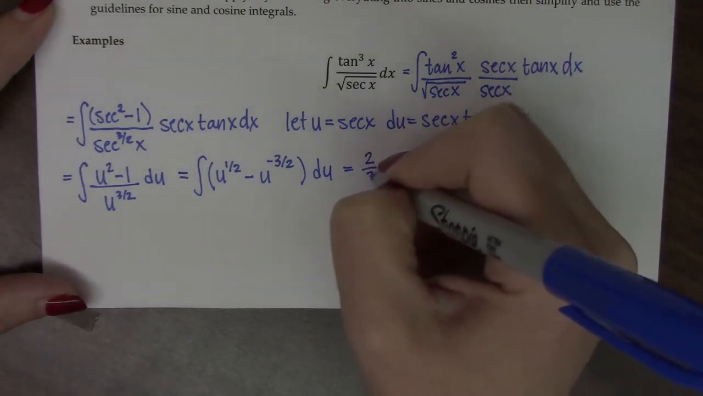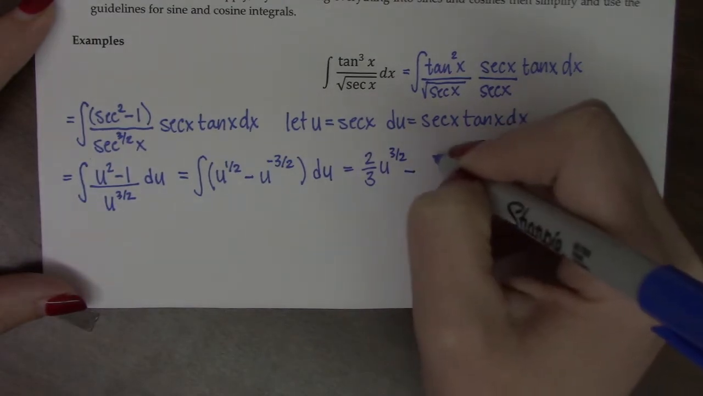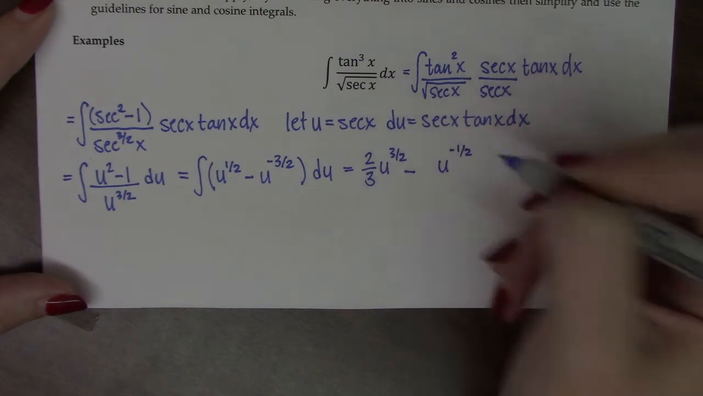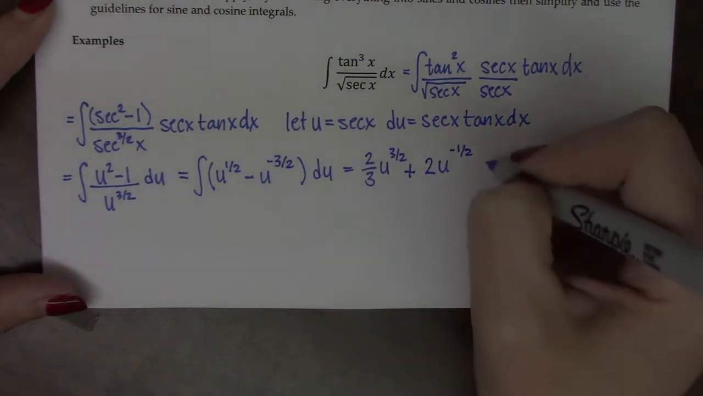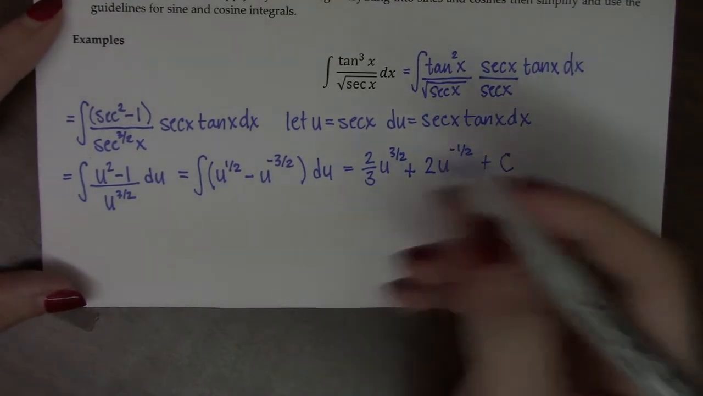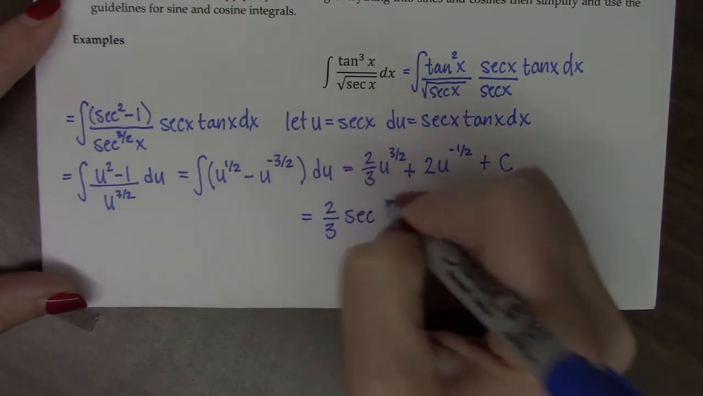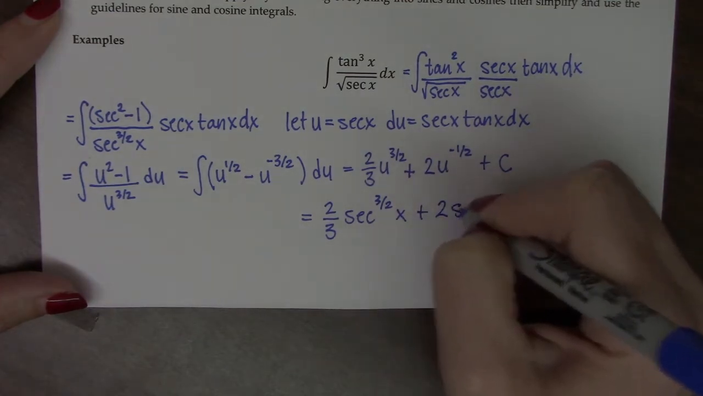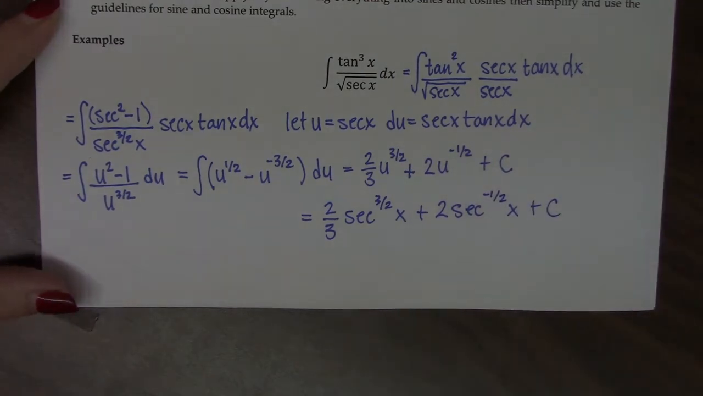So I'll get 2/3 u to the 3/2 minus u to the negative 1/2, and when I divide by negative 1/2, this turns into positive 2. Now that I'm done, I just put back in what u stood for. So I get 2/3 secant to the 3/2 x plus 2 secant to the negative 1/2 x plus c.